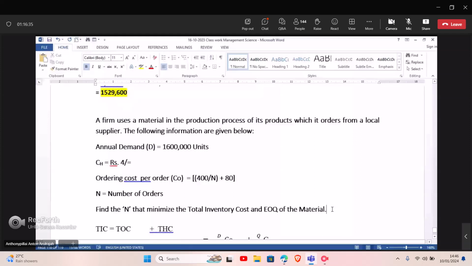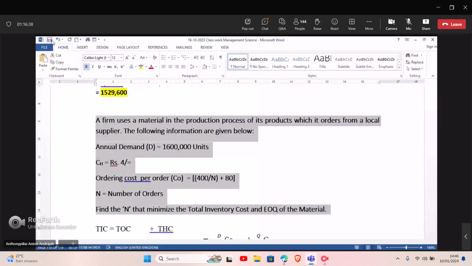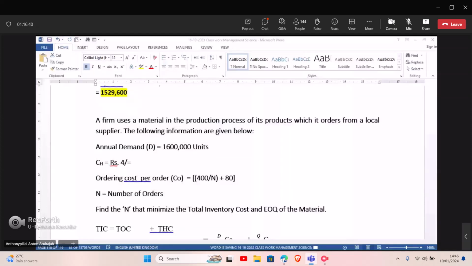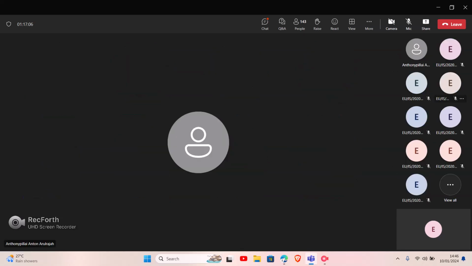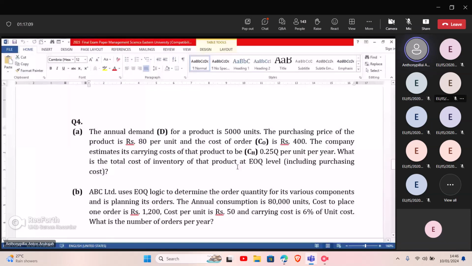Now you see, this is a 20 mark question. Question number 4 in the last question paper. We can show it to you now. This is the last question paper. Question number 4, there are parts A, B, C, D, E. Right, it's for 20 marks.